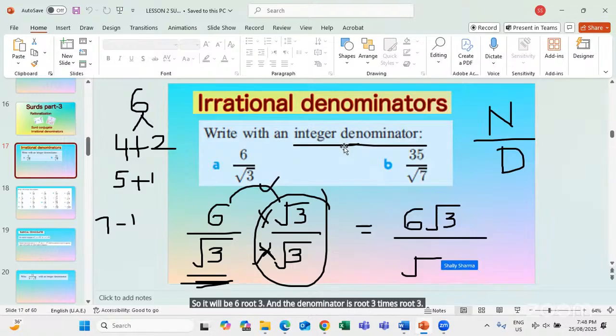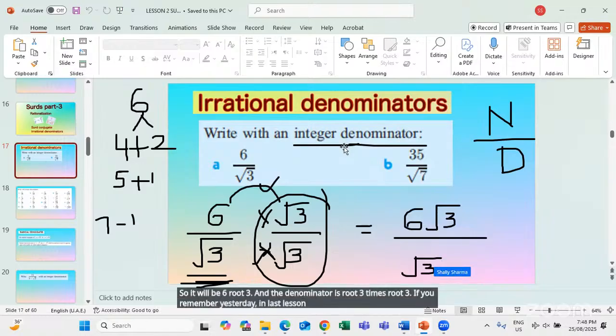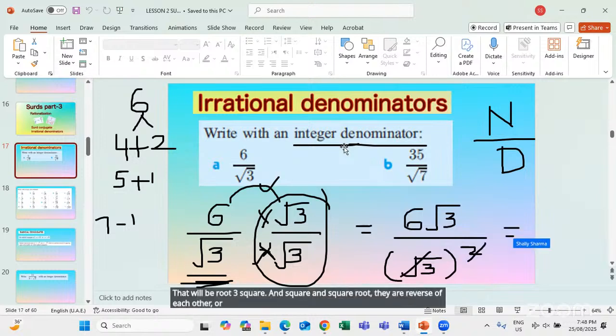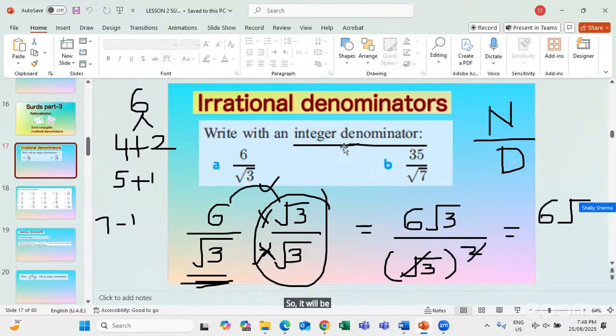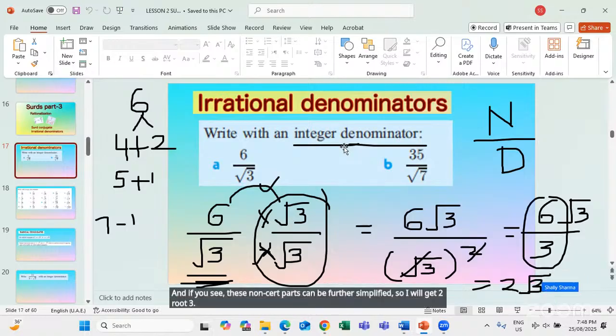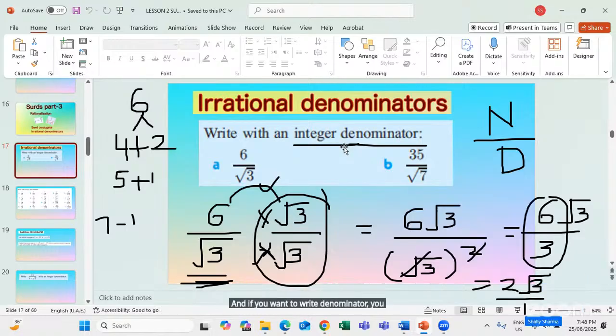If you remember, yesterday in the last lesson we did root 3 times root 3, that will be root 3 squared, and square and square root are the reverse of each other, or inverse of each other, sorry. So it will be 6 root 3 divided by 3, and you can see the non-surd part can be further simplified, so I will get 2 root 3. If you want to write the denominator, you can write it just 1. That is an integer.